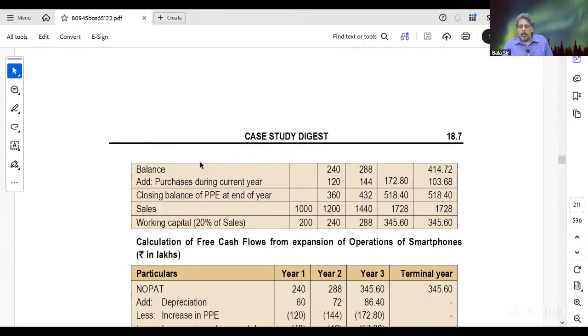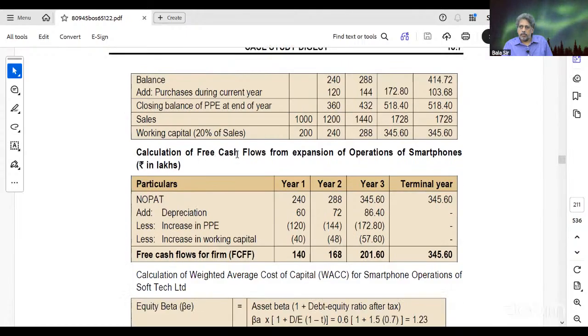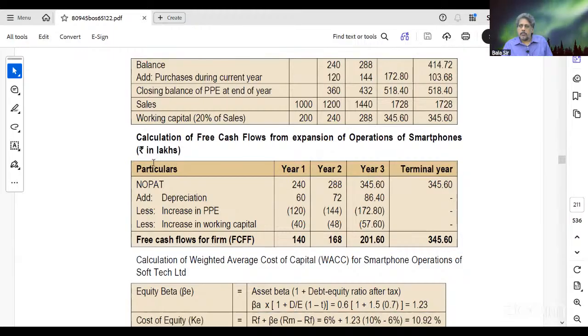Now let us go ahead and calculate the free cash flow to the firm. Yes, sir. Read: calculation of free cash flows from expansion of operations of smartphones. Rupees in lakhs. Particulars: year 1, year 2, year 3, terminal value. Because year 4, I need to find the terminal value at the end of year 3. That means, in case you decide to sell the business at the end of year 3, how much will you get for the sale? Because the person who wants to buy the business from you is looking at year 4 cash flow. But he will be looking at future economic benefits. Yes, sir.